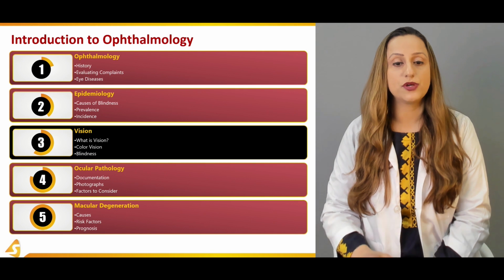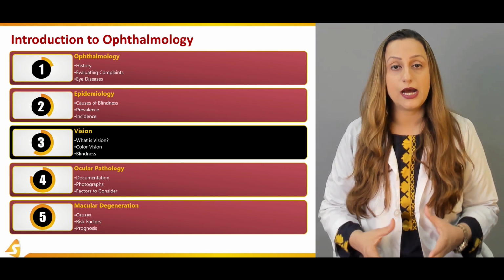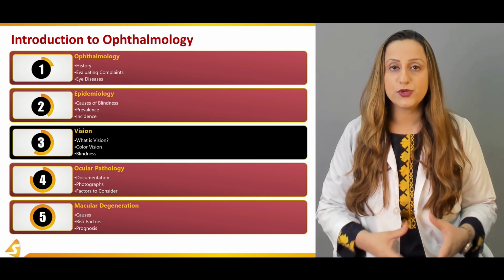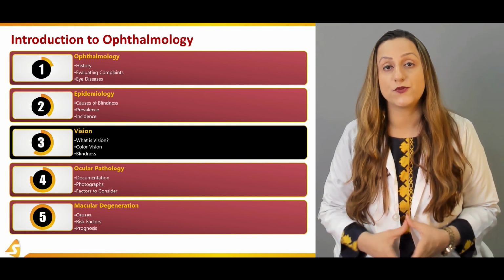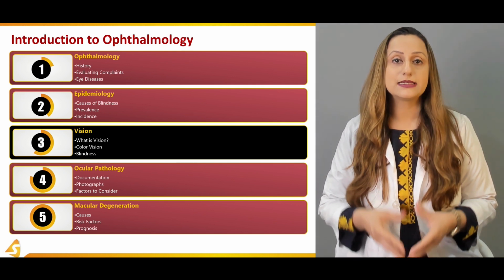So in this section we're going to focus on the terminology of vision. How do you go about defining this terminology? Then color vision: we're going to assess the factors or the techniques that are usually devised for evaluating color vision in individuals. And then we're going to go about and discuss blindness.